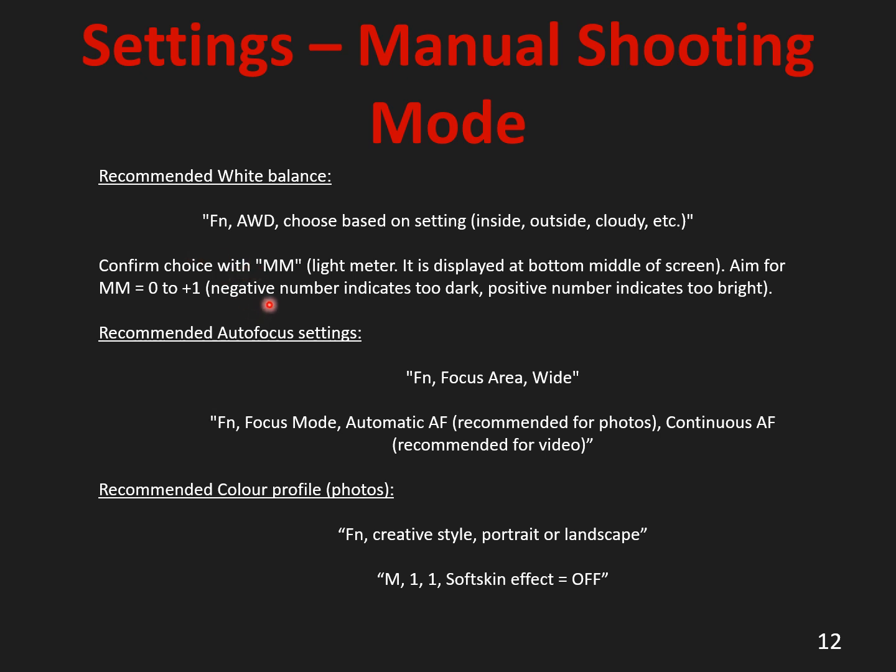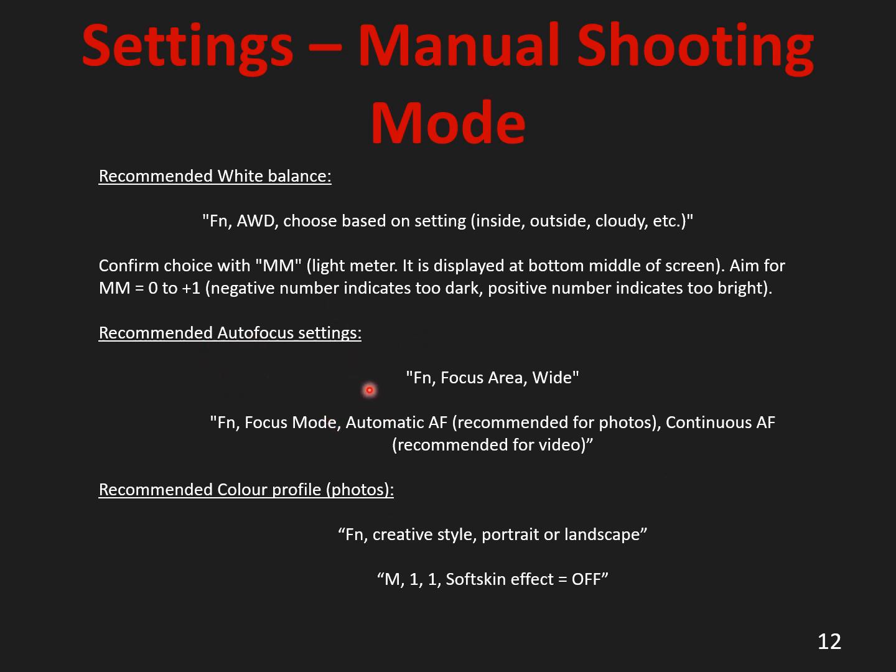And you can confirm your choice with the light meter, which is displayed at the bottom of the middle screen. You will see a flashing number at the bottom middle of the camera screen, and it's going to be positive or negative, and that is indicating your light meter. A negative number indicates too dark, a positive number indicates too bright. You want to aim for a range between 0 and 1. Your ideal case would be to get it right on 0, but if you can't get to that point for whatever reason, you would rather your shot be too light versus too dark.